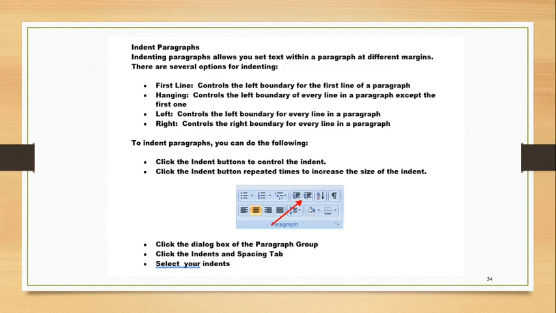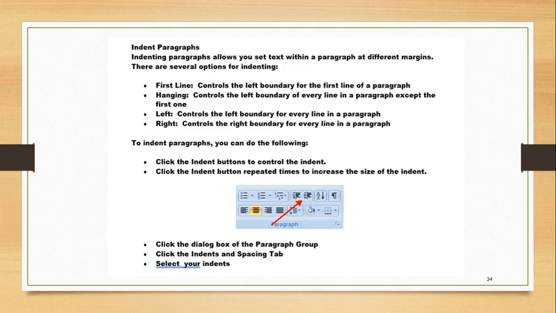Now, first line, it controls the left boundary for the first line of the paragraph. Then we have the hanging, controls the left boundary of every line in a paragraph except the first one. Then we have the left, controls the left boundary for every line in a paragraph. Then we have the right indentation, controls the right boundary for every line in a paragraph.